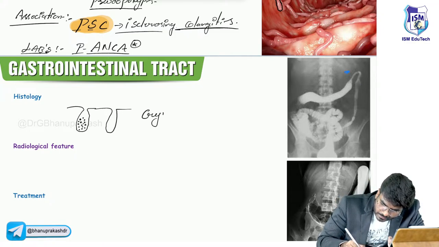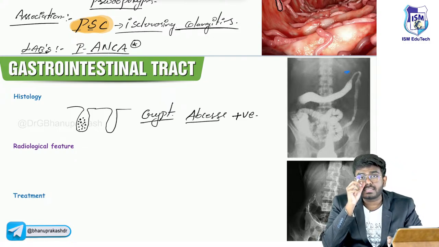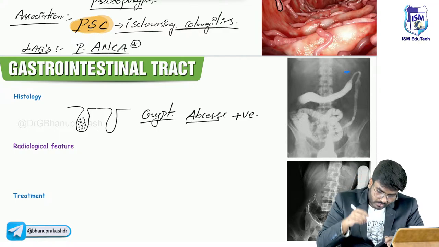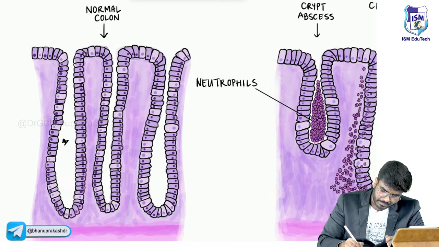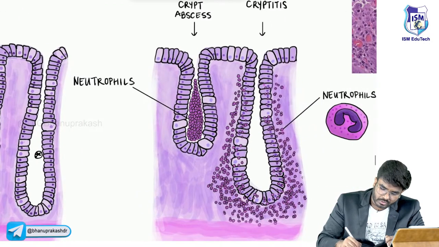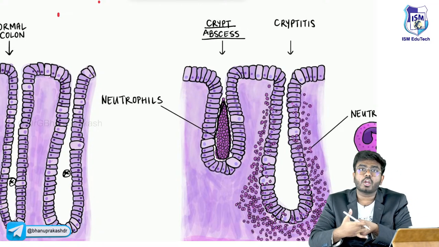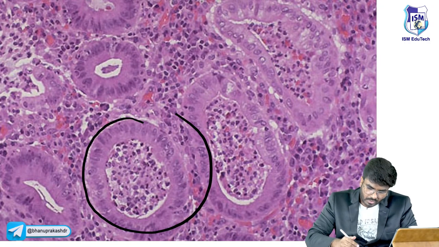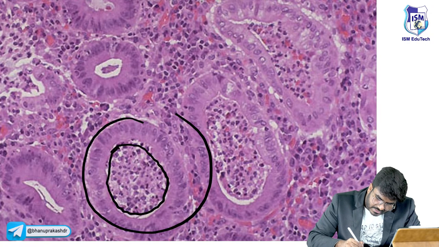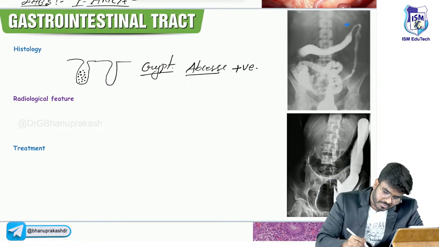I will show you the image also. Crypt abscess is seen in ulcerative colitis. First of all, let me show you the crypt abscess. This is the normal colon, and these are the normal crypts. Now, look here: what is a crypt abscess? Lots and lots of neutrophils come into the crypt space. On histology, this is how it looks. This is one crypt, and you can see lots of cells in it. These are the crypt abscesses. So the crypt abscess is completed.